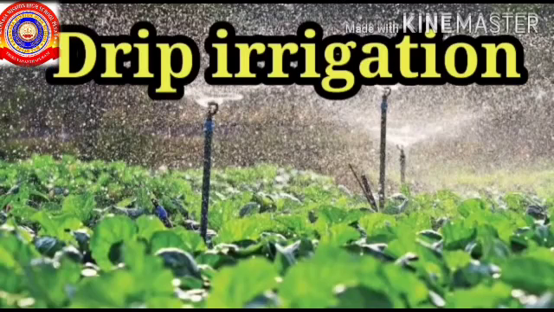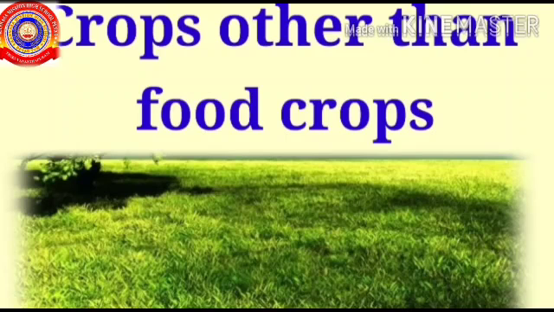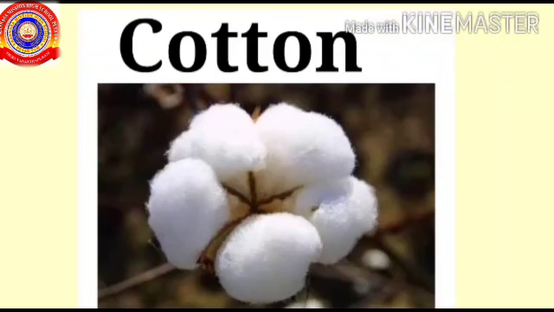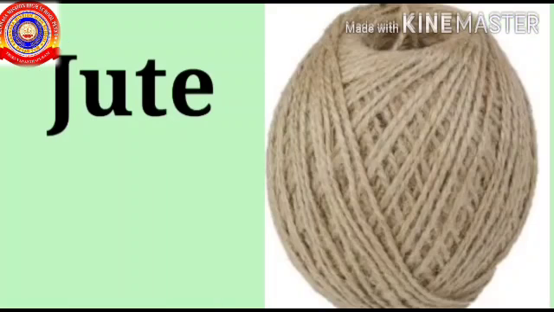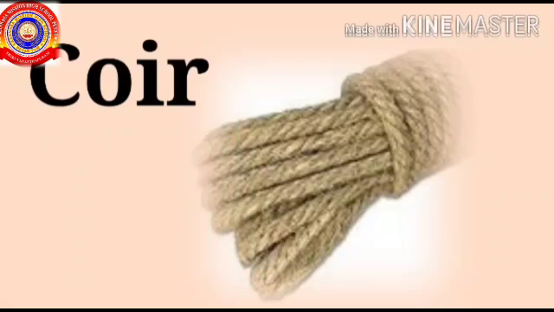Do you remember what is drip irrigation? Yes, dripping water at the plant at regular intervals is drip irrigation. Next we have discussed the crops other than food crops. Cotton, jute and coir are the three crops we have studied.